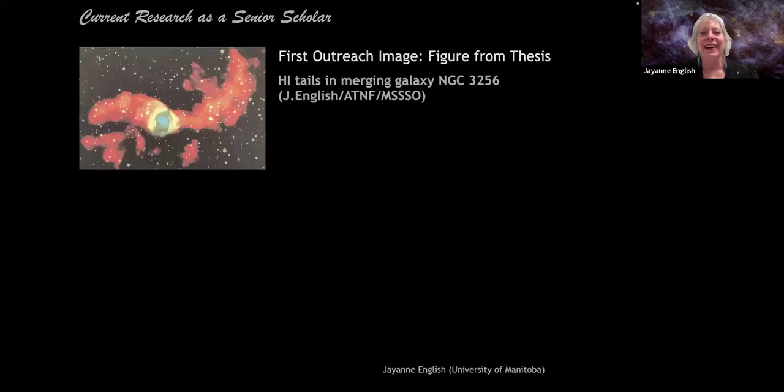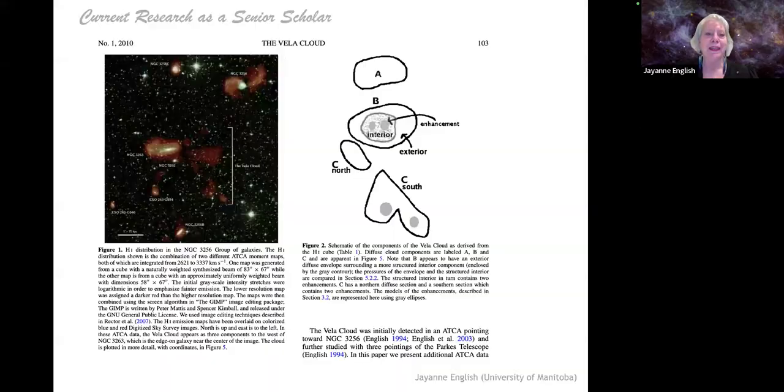Okay, so I want to talk just a little bit about my current research as a senior scholar, because I find it very interesting how my research studies have looped around. Remember, in time, looped around, that my first outreach image was a figure from my thesis, and it was NGC 3256. In that research, I discovered a gas cloud, as much gas as there would be in a galaxy, but without the stars, no galaxy there.